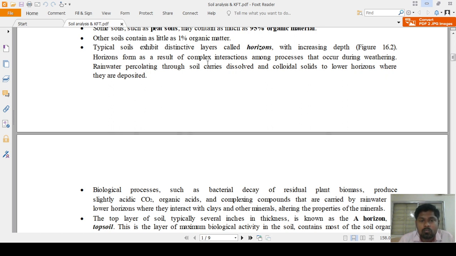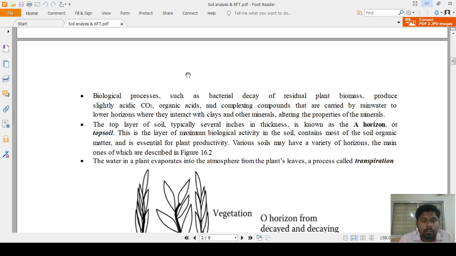Rainwater percolating through soil carries dissolved and colloidal solids to lower horizons where they are deposited. That means in lower horizons there is a presence of colloidal solids and some rainwater percolating through soil carries dissolved material. Okay, what is a biological weathering process here? In short, biological processes such as bacterial decay of residual plant biomass produce slightly acidic CO2, organic acids, and complex compounds that are carried by rainwater to lower horizons where they interact with the clay and other minerals.